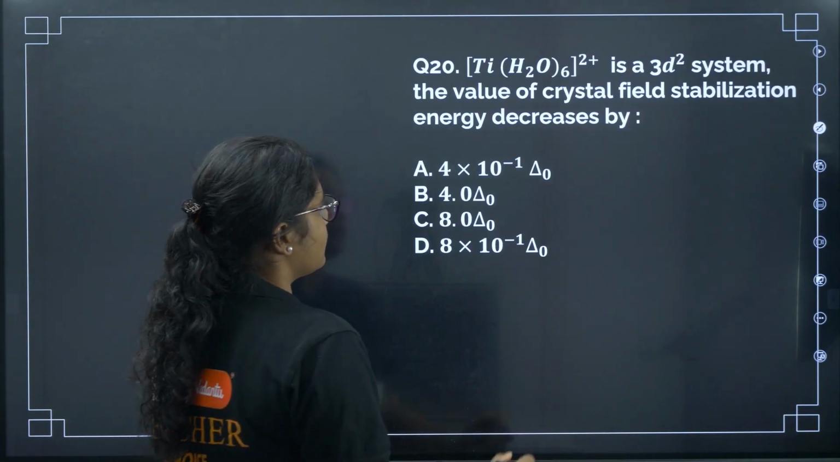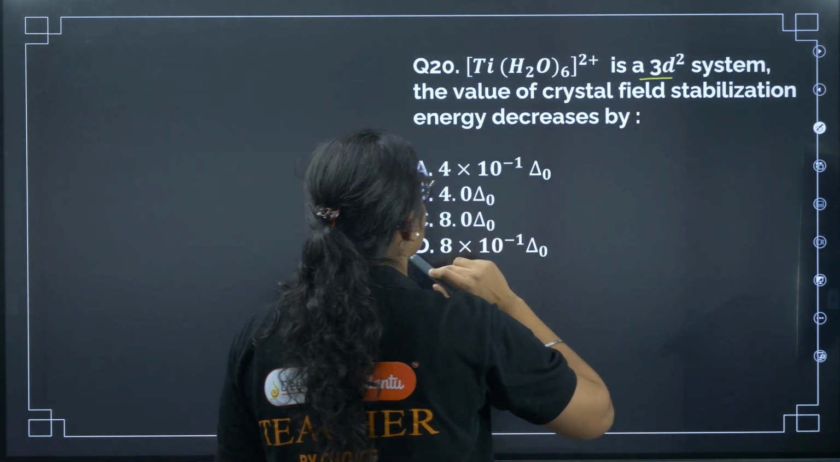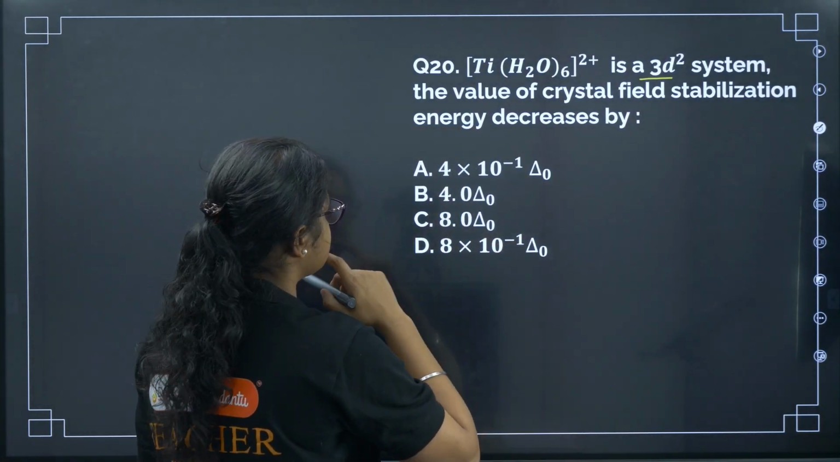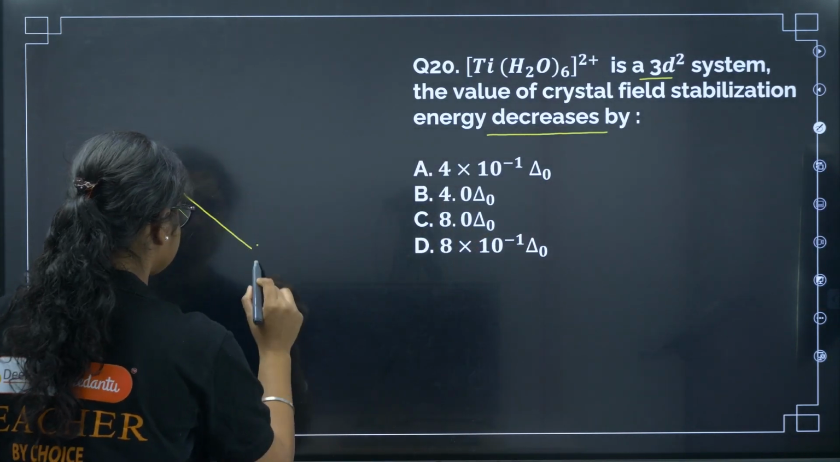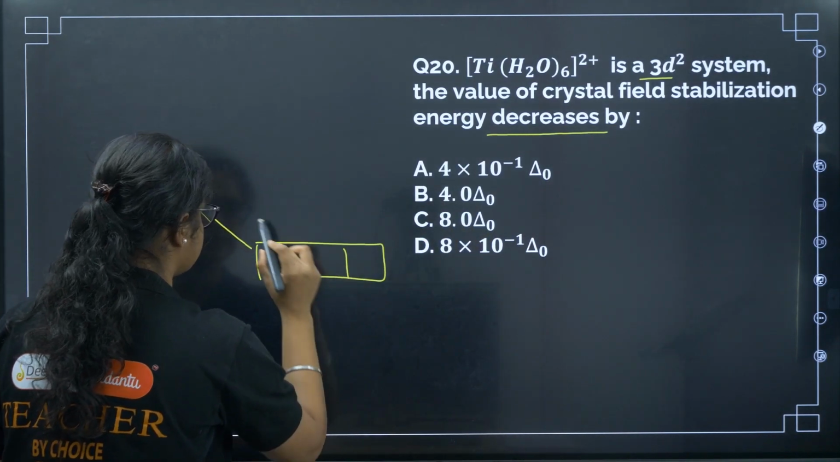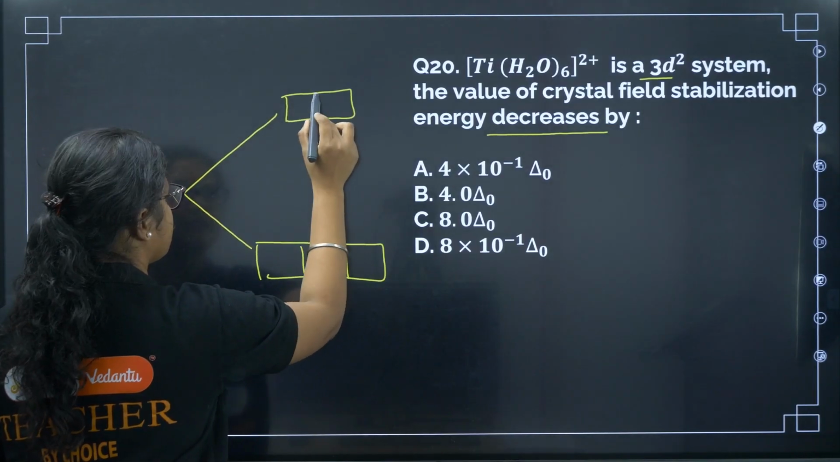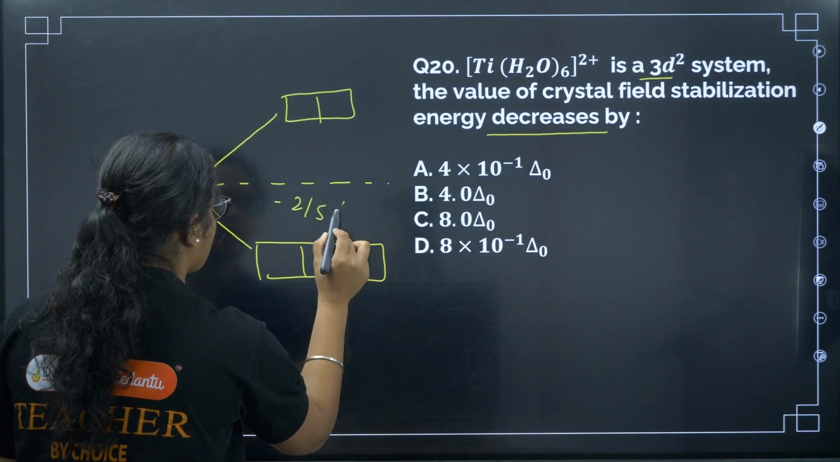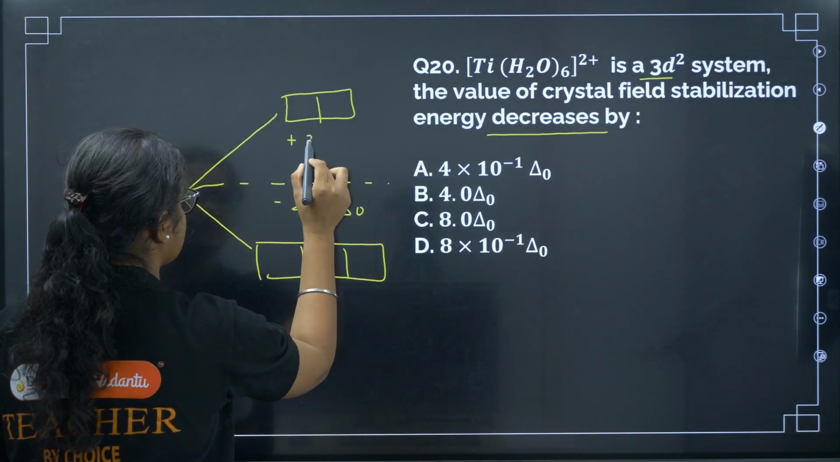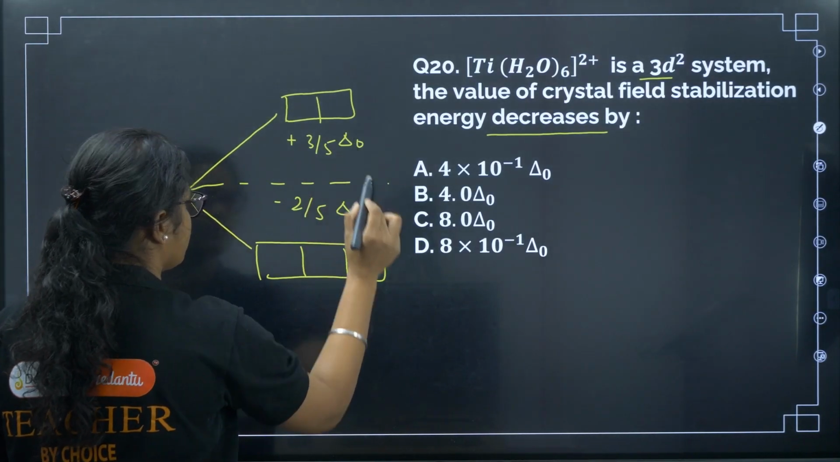Next, [Ti(H2O)6]2+ is a 3d2 configuration. The value of crystal field stabilization energy is. So for crystal field stabilization energy, we will have this type of diagram, okay, and this one is minus 2 by 5 Δo, and this one is plus 3 by 5 Δo, right?